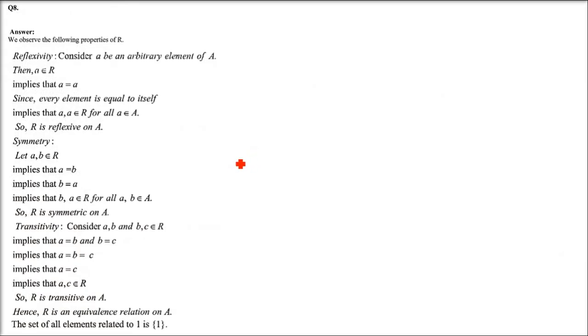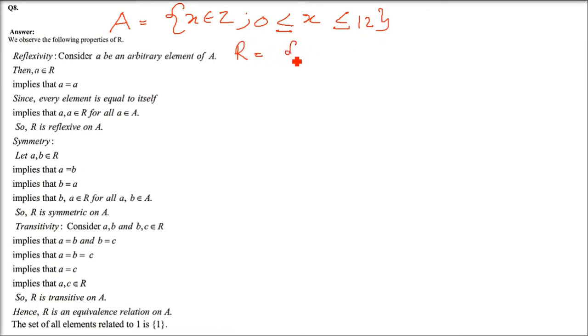Question number 8 we are taking now. Show that the relation R on set A. So set A is bounded here, and when the boundary is given, we always check that X should not go beyond the boundaries. So X belongs to Z, that is the integers, and X is bounded by 0 and 12. The condition of the relation is given by (A, B) where A is equal to B, and we have to see whether it is an equivalence relation or not.